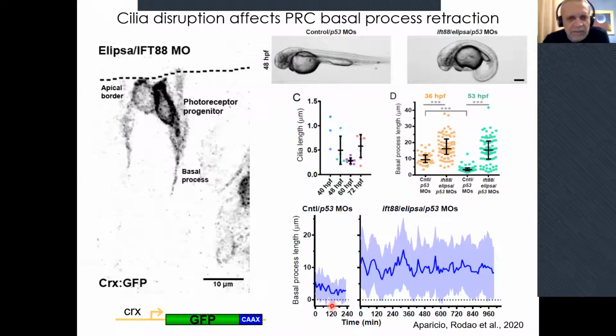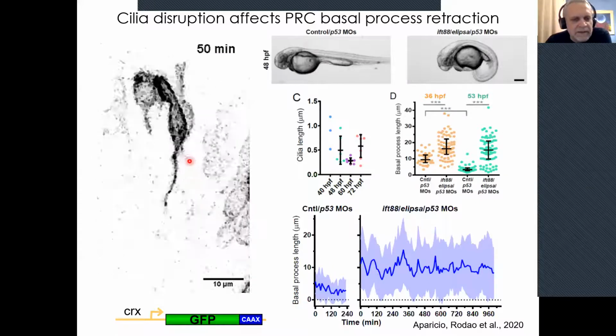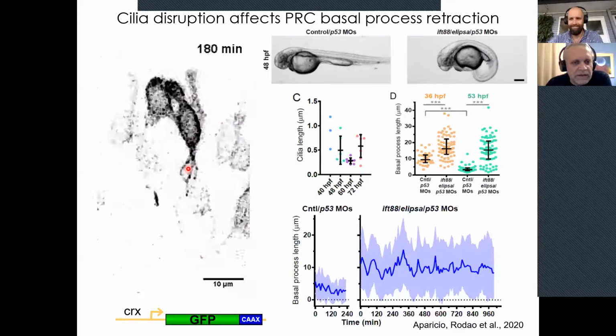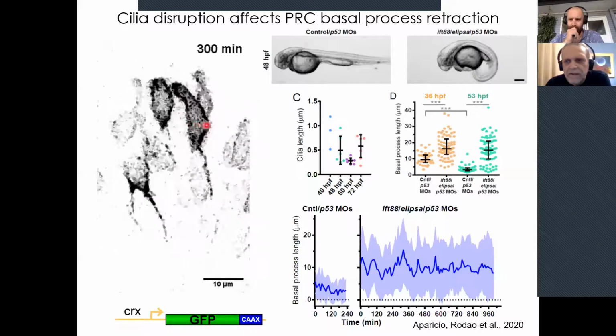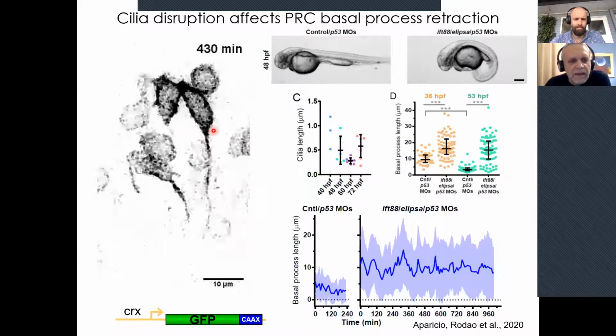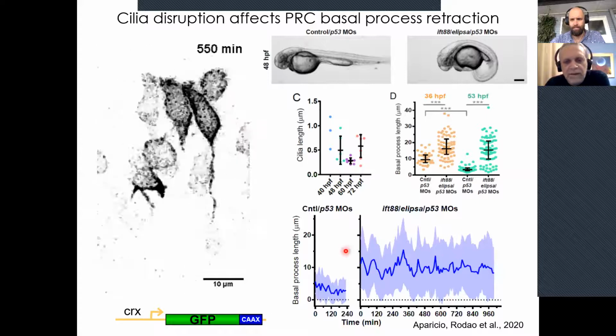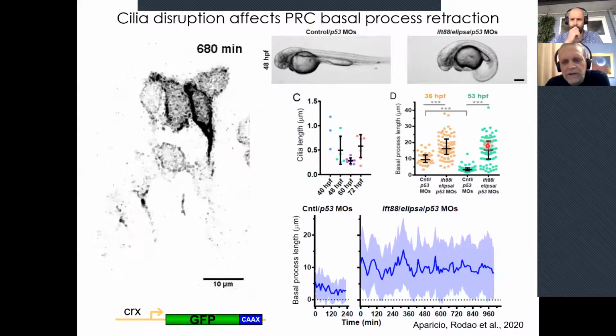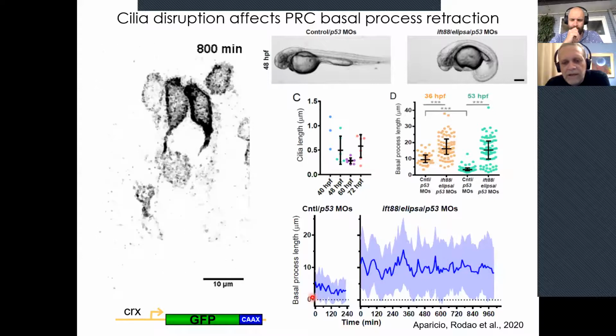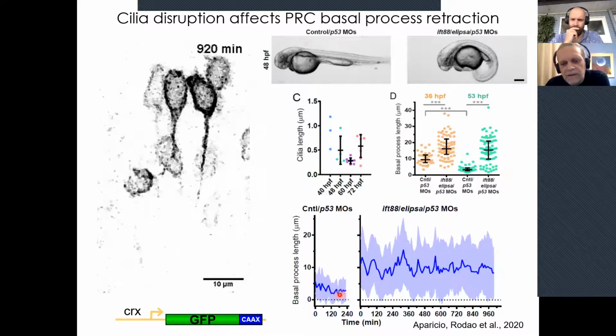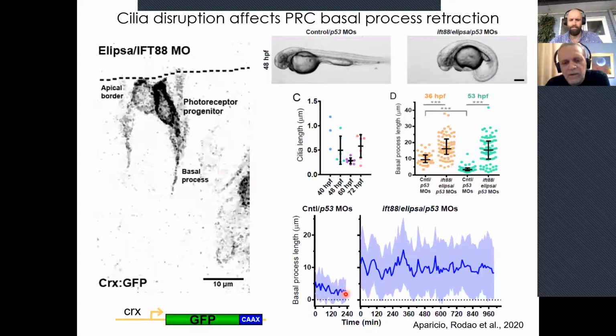So are cilia important for the differentiation of the cells? And essentially, not much happens when we block cilia, when we disrupt cilia, again, by using morpholinos against ELIPSA and IFT88. But there is something that happens that we could see, which is that the basal processes, which should retract and remain retracted to eventually have an outer nuclear layer, tend to stay for longer. And we can see here how they are usually longer at every stage, and they stay long for a long time compared to what happens in the normal case, the control, where we see a shortening of this process.